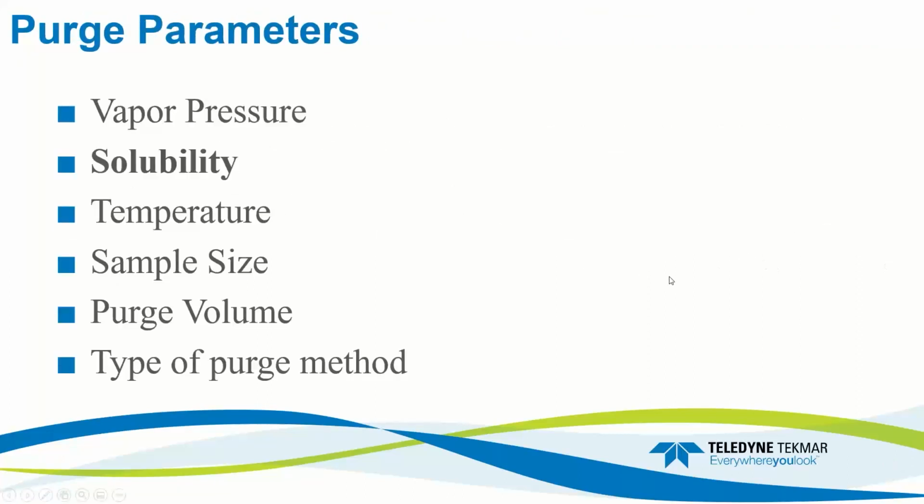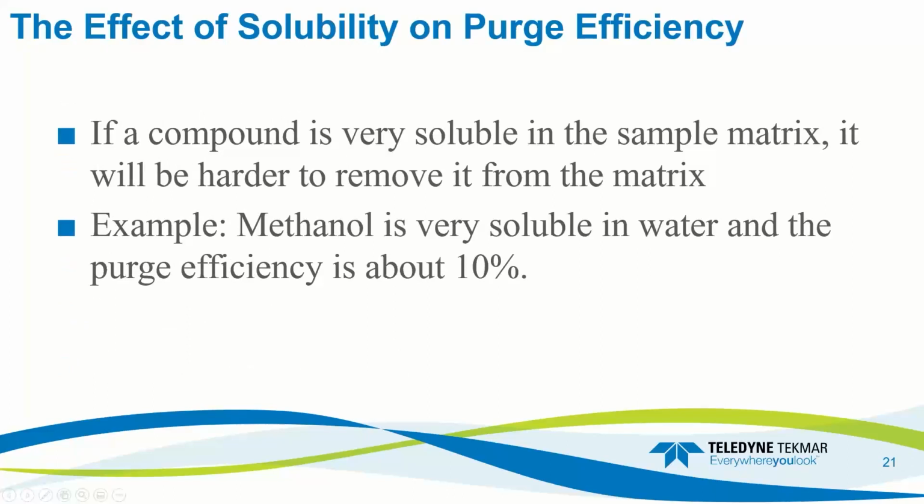All right, solubility is next. Solubility is the maximum amount of substance that will dissolve in a given amount of solvent at a specified temperature. So if a compound is very soluble in a sample matrix, it'll be harder to remove from that matrix. A good example of this is methanol. It's very soluble in water, and it has a purge efficiency of about 10%.